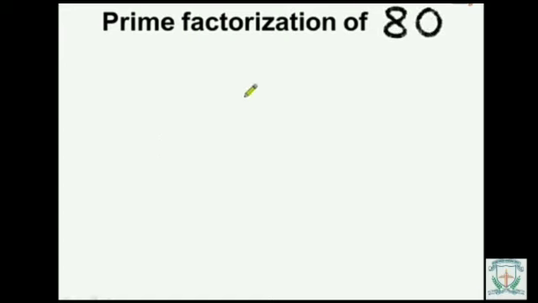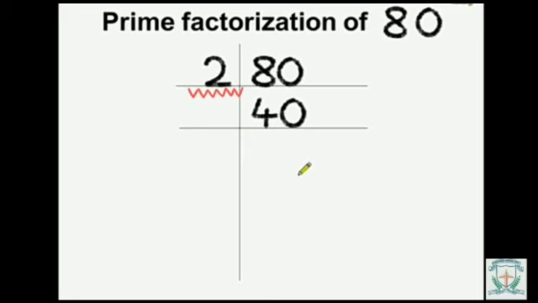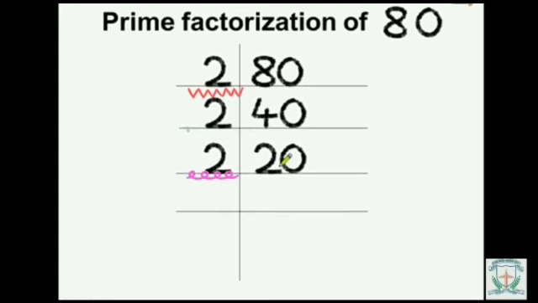Next we will find the prime factorization of 80. 80 is an even number. So we can divide 80 by the smallest even prime number, that is 2. Then dividing 80 by 2 gives 40 as a quotient. Now 40 again is an even number. So dividing 40 by 2 gives 20 as a quotient. Next 20 is also an even number. Then dividing 20 by 2 gives 10 as a quotient.